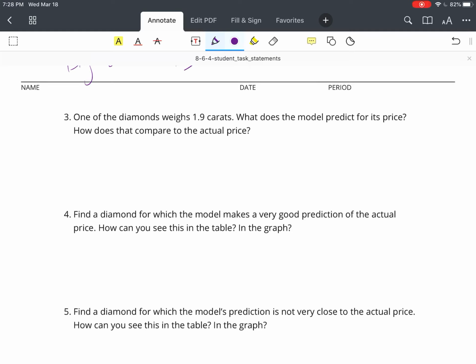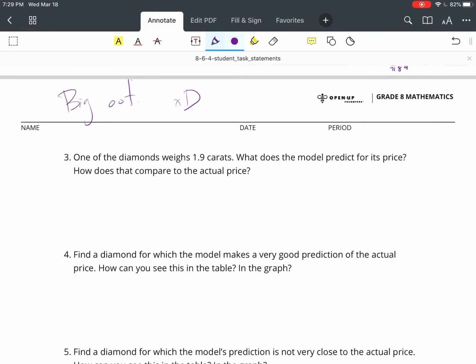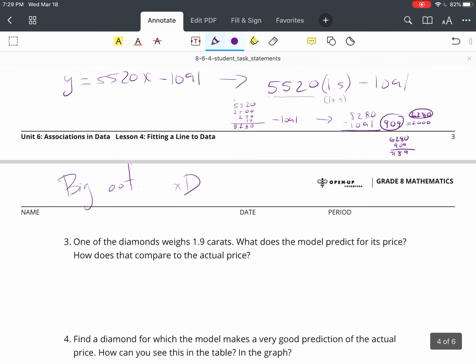One of the diamonds weighs 1.9 carats. What does the model predict for its price? How does that compare to the actual price? So if we want to find the price, when x equals 1.9, y is going to be 5520 times 1.9 minus 1091. That's going to be equal to the predicted.